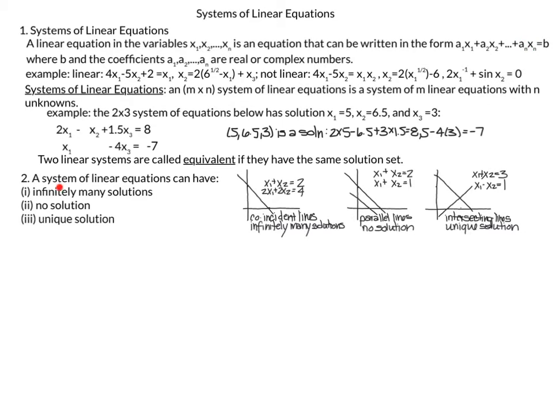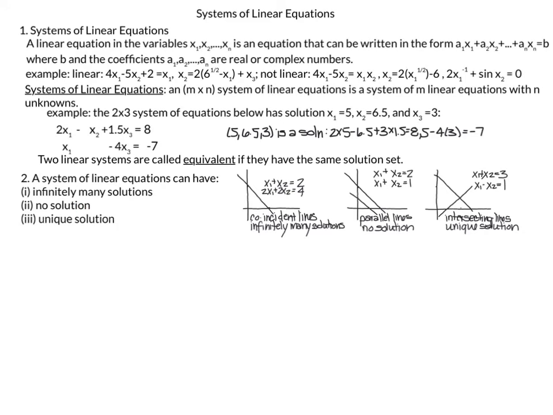So when do we have infinitely many solutions? When our two equations are essentially just scalar multiples of another. So when I multiply this equation by 2, it's really the same line. And why do we have infinitely many solutions? It's because every point on this line is a solution to the first equation and a solution to the second equation.